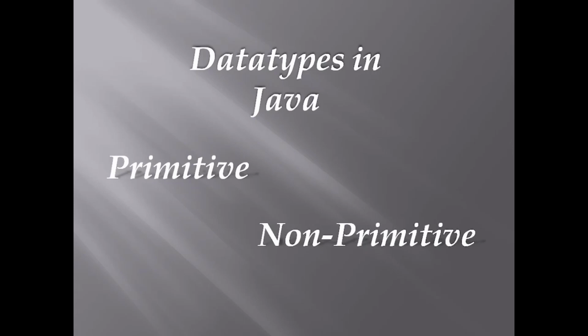In non-primitive we have data types like class, array, and string. String is a class in Java, so it comes under non-primitive data types. So there are three non-primitive data types. Let's see the primitive data types one by one first.